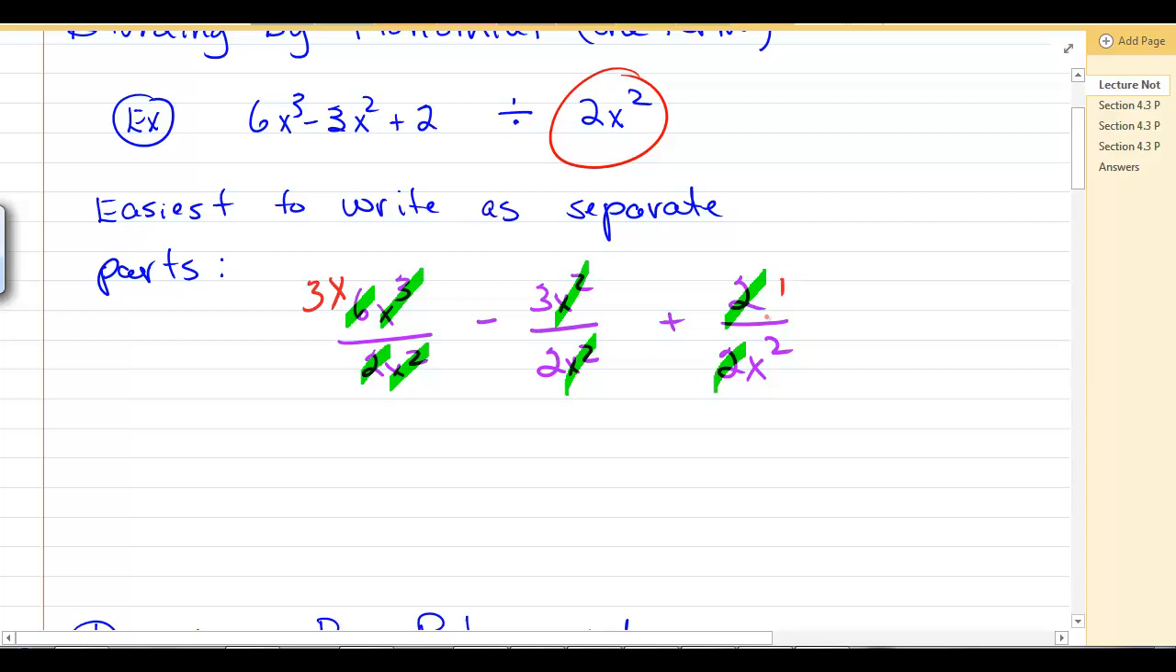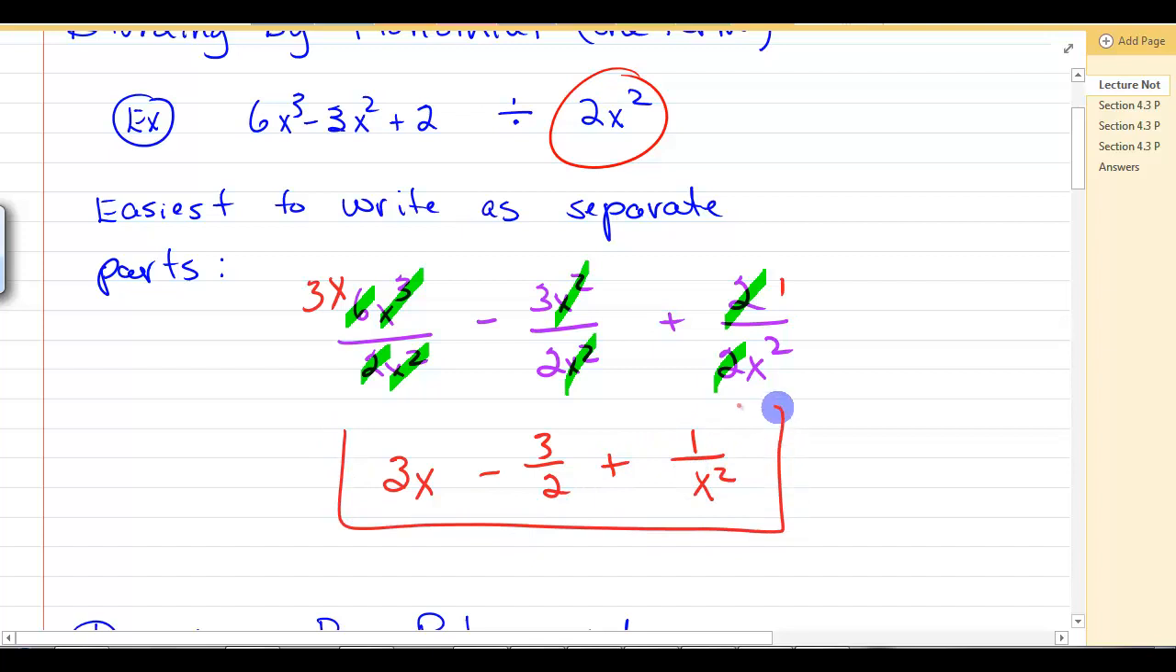All right, so let's write what we have left. We have a 3x there. We have minus 3 over 2. And we have a 1 over x squared. And that will be our answer. So if you have one where you're dividing by one term, not two things added or subtracted as a divisor, this is the technique that we'll use.